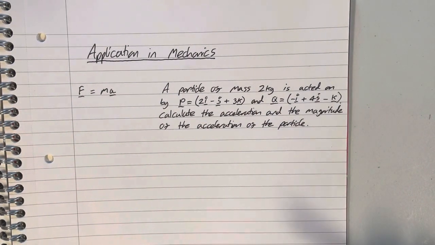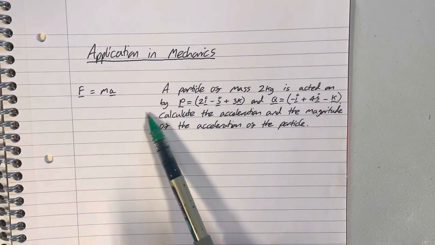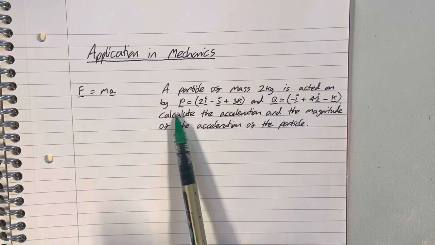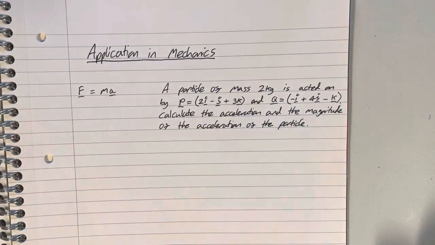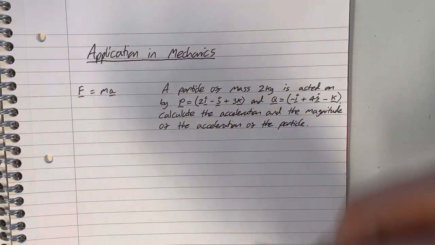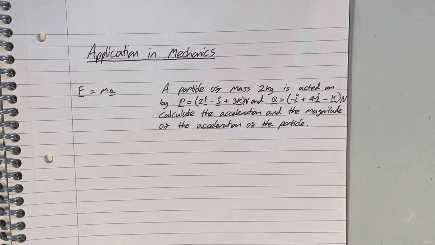So first of all, we're going to look at F equals ma, but where F and a are both vectors. m is obviously a scalar because it's mass. One quick example question. A particle of mass 2 kilograms is acted on by two forces, P and Q. Oh, I should probably put that they are in newtons. Calculate the acceleration and the magnitude of the acceleration of the particle.